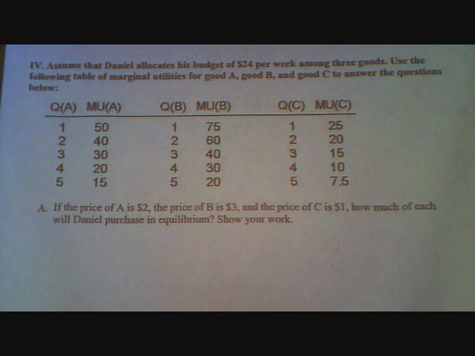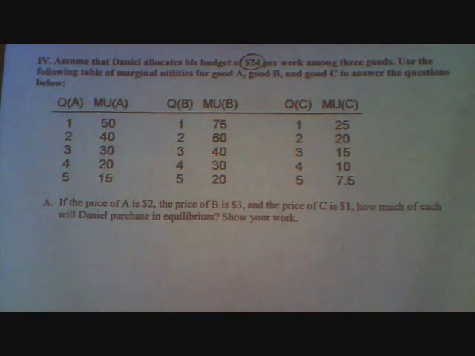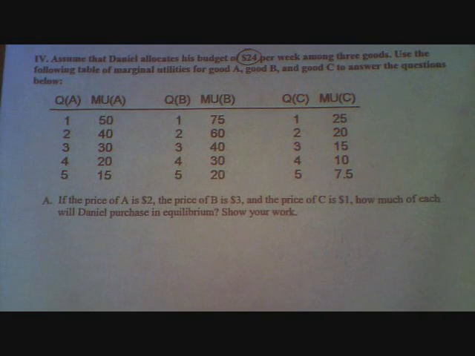We have somebody by the name of Daniel, and he's got $24 to spend. And there are 3 goods he can buy: good A, artichokes, good B, burritos, good C, coffee.